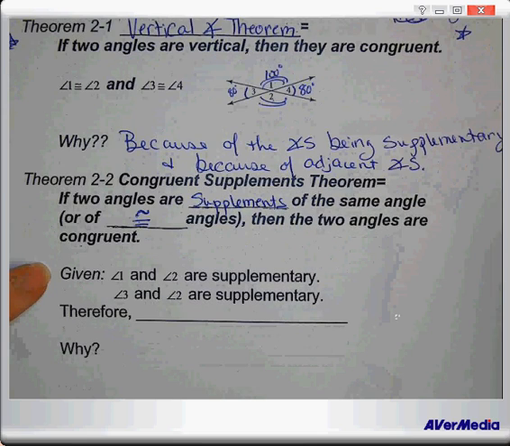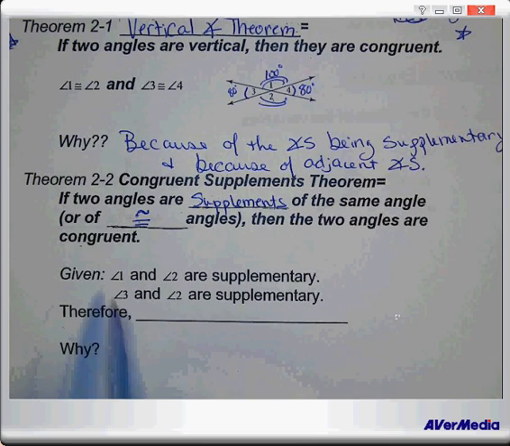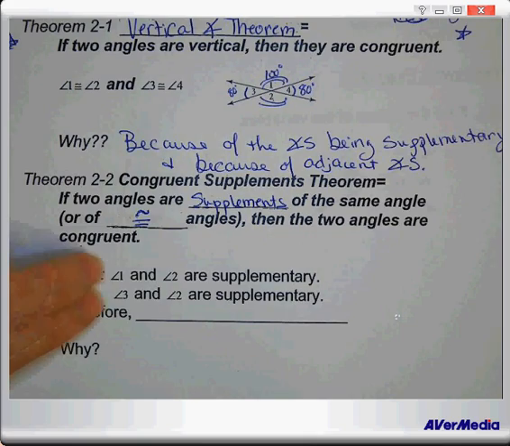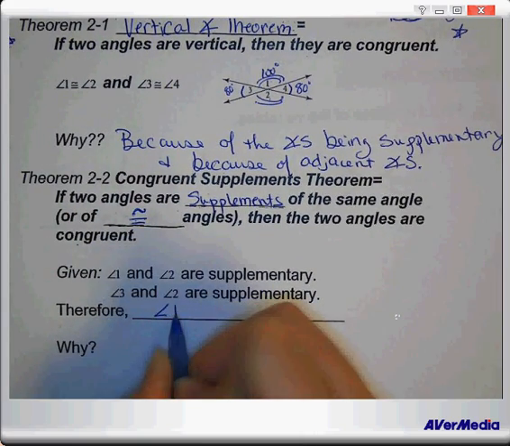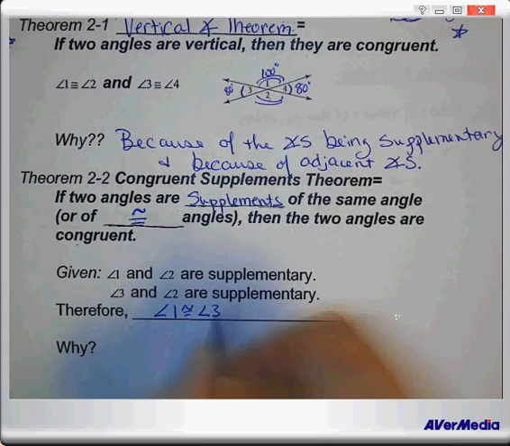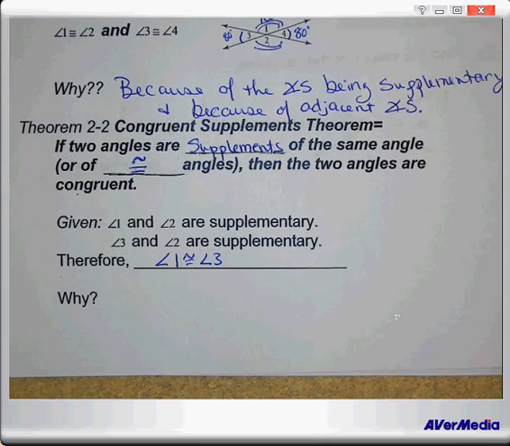Here's an example of our given statement. This is kind of using some of our logical reasoning. Angle 1 and angle 2 are supplementary. Angle 3 and angle 2 are supplementary. Therefore, this theorem tells me if they are supplementary to the same angle, they are congruent.